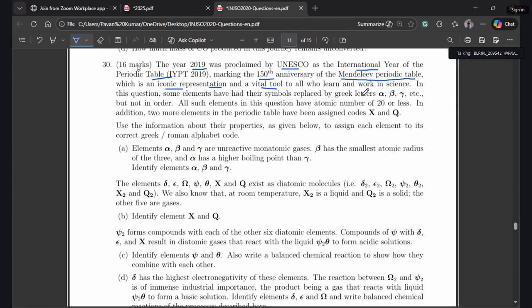These are like concepts and all. Now from here onwards, most important. Everyone can solve this particular question. It is not that difficult, but the main thing is reading the paragraph and understanding these alphabets and different Greek letters. In this question, some elements have had their symbols replaced by Greek letters alpha, beta, gamma. That means instead of lithium, potassium, magnesium, calcium, fluorine, chlorine, bromine, those elements, their symbols are replaced by alpha, beta, gamma, but not in order.